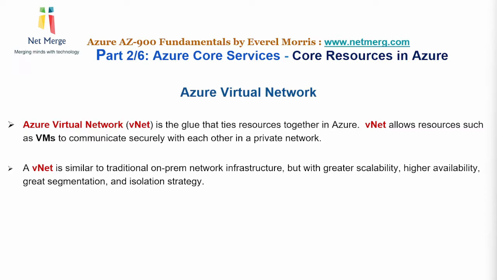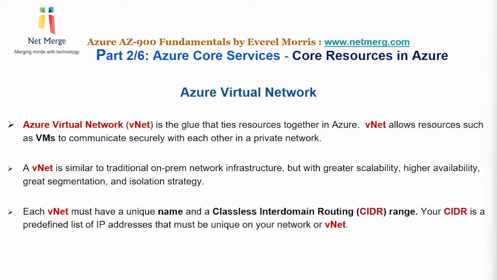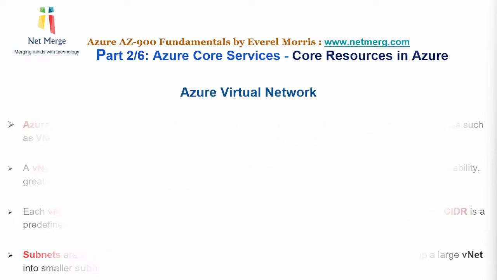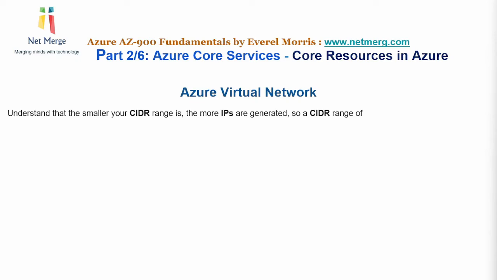You construct your VNet. VNet is similar to your traditional on-prem networking infrastructure. So if you have experience with networking or system administration, you would be at home using VNet in Azure. Each VNet must have a unique name and a Classless Inter-Domain Routing range, which is called CIDR. We'll talk about CIDR. I don't want to get into too much detail, I just want to give you a basic overview of the CIDR because we're pressed for time. But this is your CIDR range.